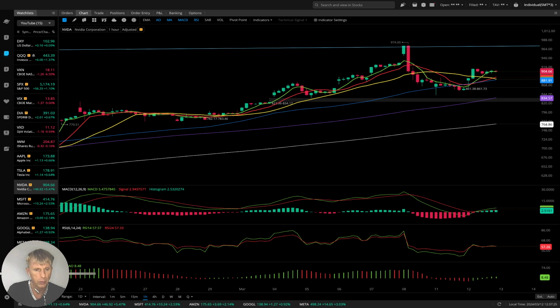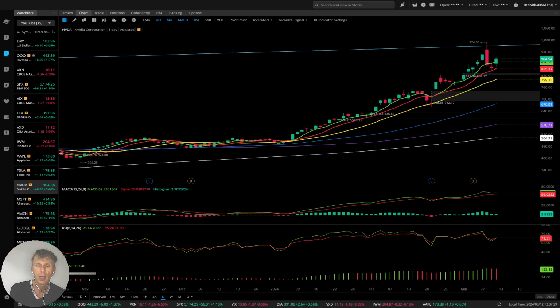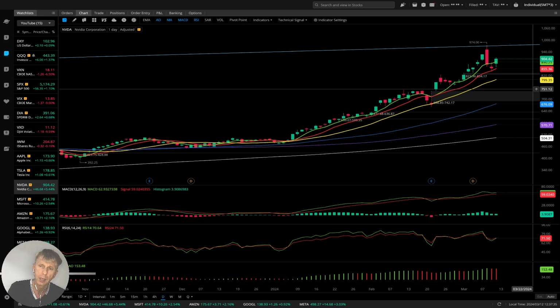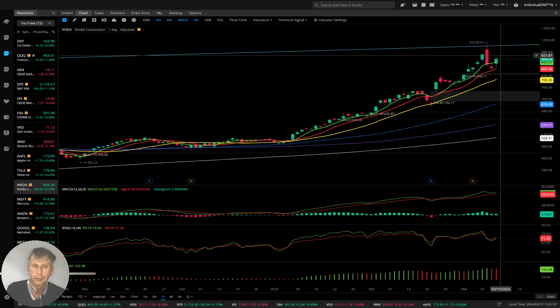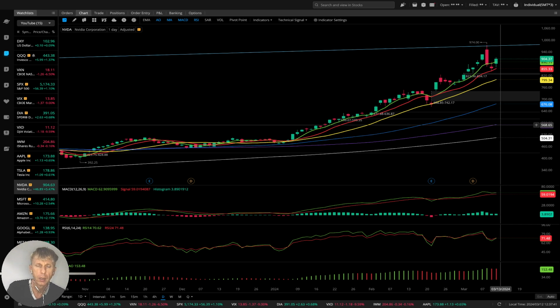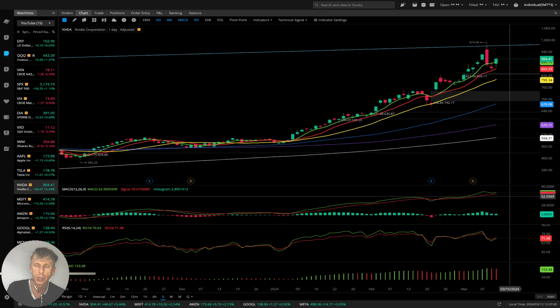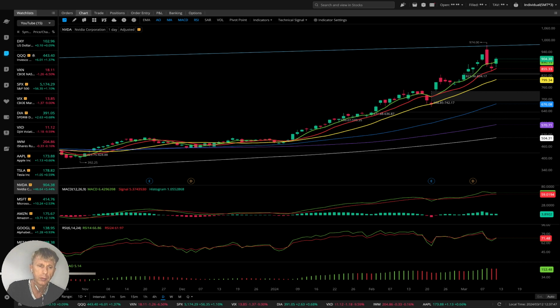NVIDIA positive today again, plus 5.5%. Last Friday it was minus 5%, and today it recovered 5% back. Yeah, 5.5% back. Still bullish trend. 4 hours time frame.